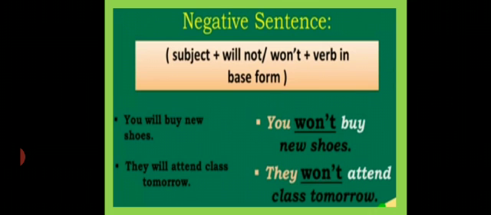Okay, now in negative sentences the sentence structure will be, we will add not with will. Subject plus will not plus verb in base form. Students, we can use here won't in place of will not. You won't buy new shoes. They won't attend class tomorrow. Or we can say it like this: you will not buy new shoes. They will not attend class tomorrow.